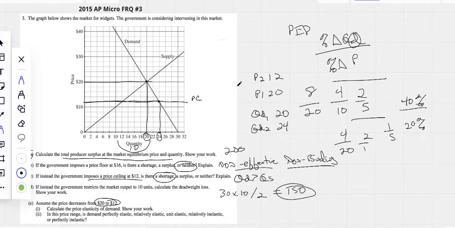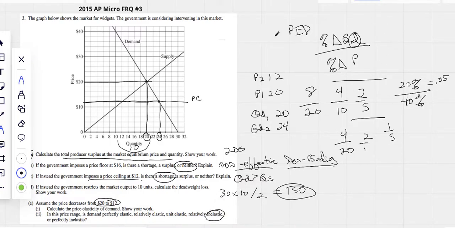But that's the price. Be careful. That's the quantity demand. Flip it around. Tricky, tricky, right? You got to make sure you're doing it in the right way. 20% over the 40% would have given us 0.05 or 5%, which obviously would have been inelastic.